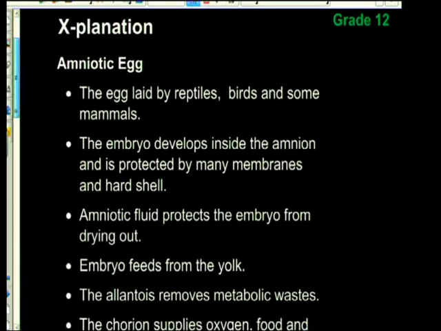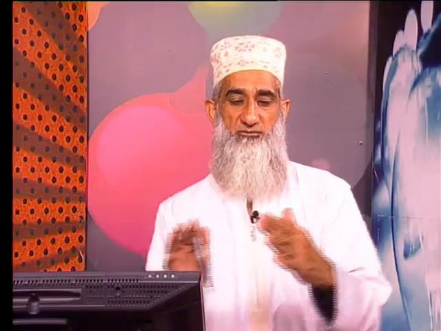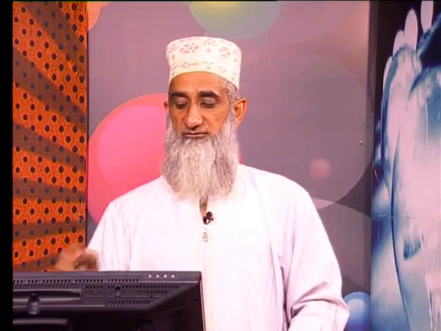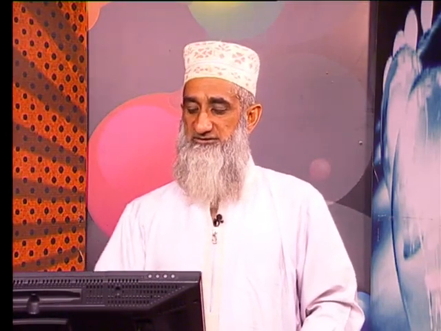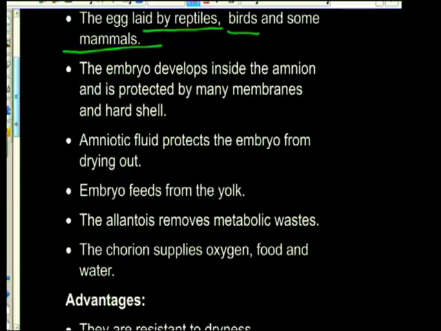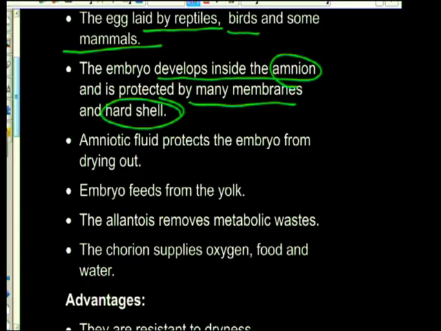Now we've completed this development up to hatching. Now we're talking about the egg itself, and we're looking at what we call the amniotic egg. This is the egg that is laid by reptiles, birds, and some mammals. The embryo develops inside a membrane known as the amnion and is protected by many other membranes and a hard shell generally.